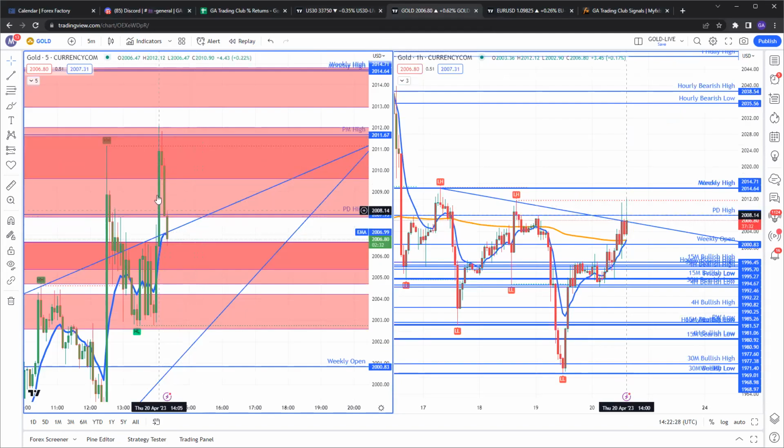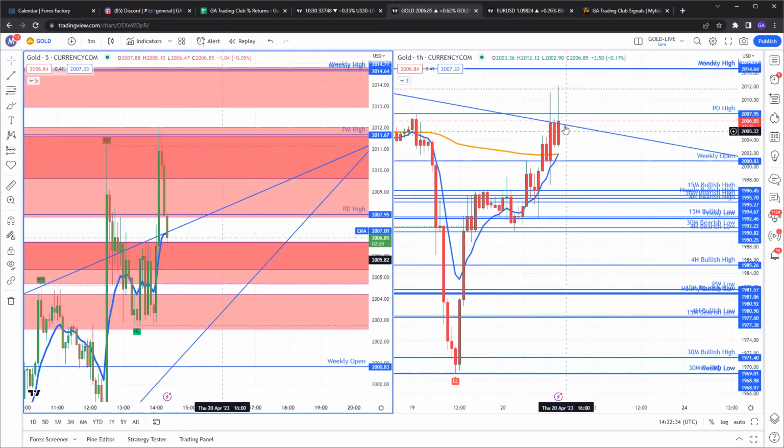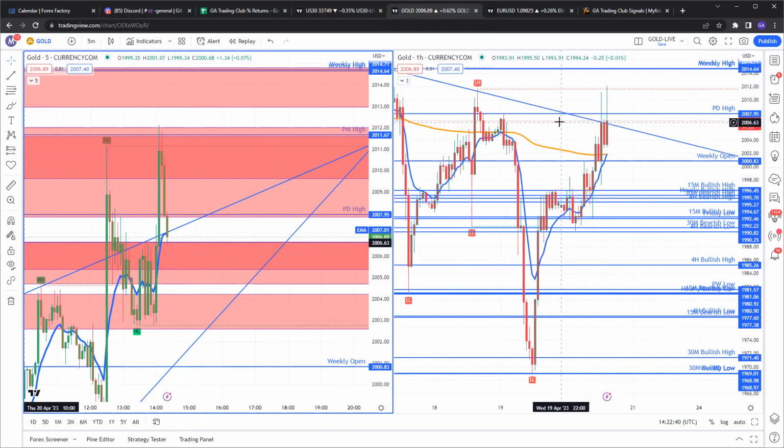Yep, and there you go. Gold kept dropping, came back to that retest. So you can see, on the hourly, we are around that trend line that just got broken, where I said gold is likely to head to 2006, 2007.